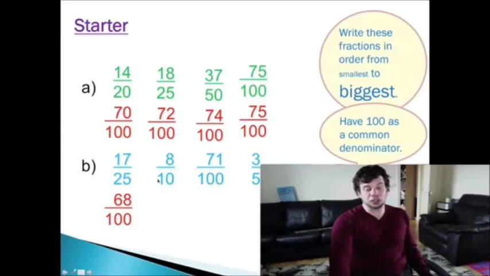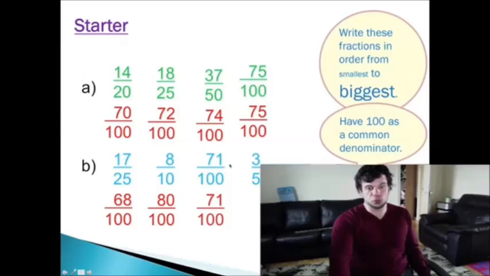How many 10s in 100? Easy, 10. So we multiply the top by 10 as well. 8 10s are 80. 71 over 100 is already in the right format for us, so we'll keep that.